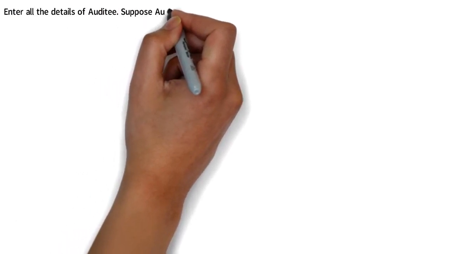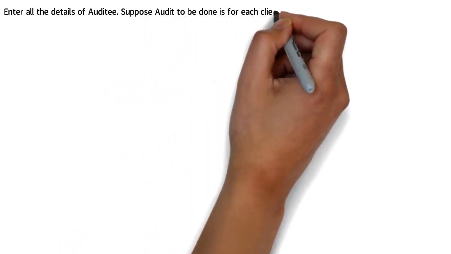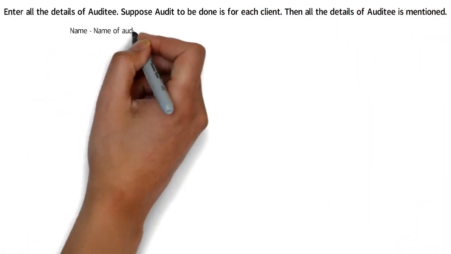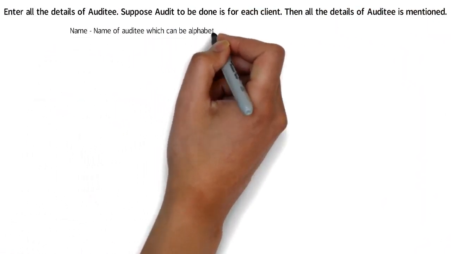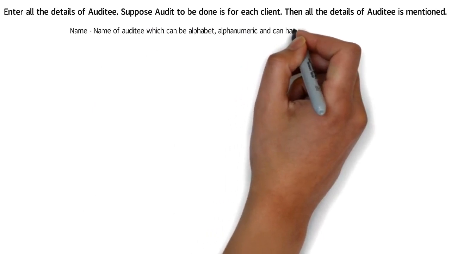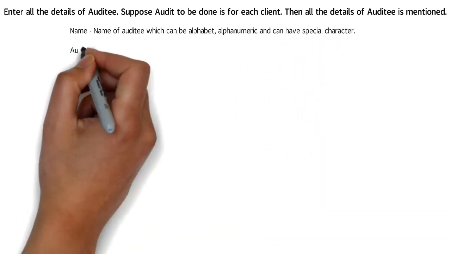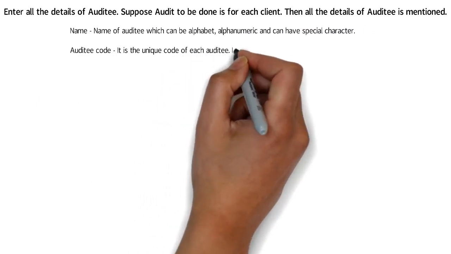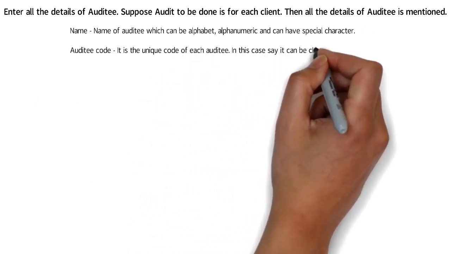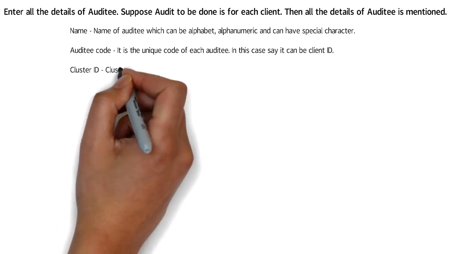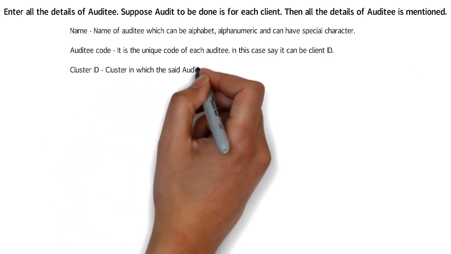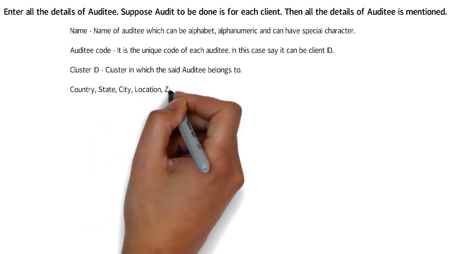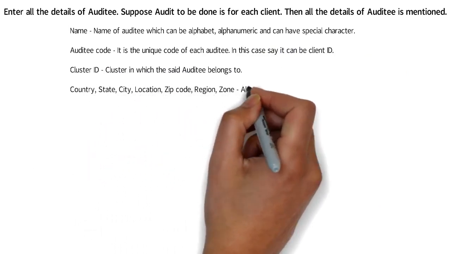Suppose audit to be done is for each client, then all the details of auditee is mentioned. Name. Name of auditee, which can be alphabet, alphanumeric, and can have special characters. Auditee code. It is the unique code of each auditee. In this case, say it can be client ID. Cluster ID. Cluster in which the said auditee belongs to. Country, state, city, location, zip code, region, zone. All the details of auditee.